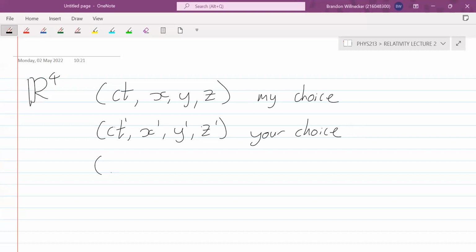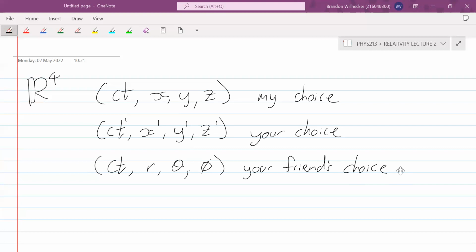You could also choose something else. You don't have to stick to Cartesian. You could have something like ct, r, theta, phi, for example. Maybe you want to go to spherical coordinates and you want to do special relativity in that coordinate system. Maybe that's your friend's choice. So you see the actual choice of coordinates doesn't matter, as long as you stick to it. However, just for simplicity, we're going to be sticking to the Cartesian choice.